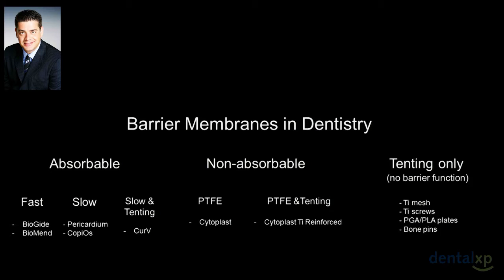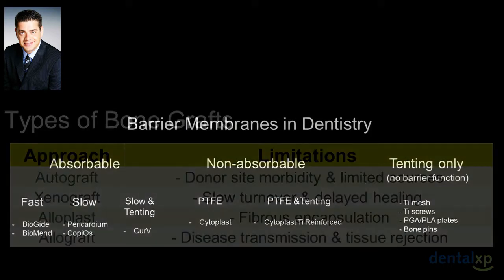It's important to understand that we also have tenting devices available in dentistry nowadays that do not have a barrier function, so they do not exclude the soft tissue. So that would be like the titanium mesh or cages, or PGA and PLA plates that have also been used, and bone pins as well.